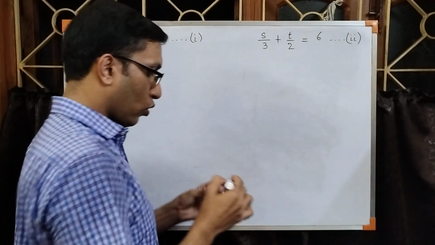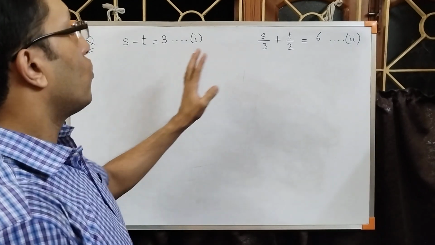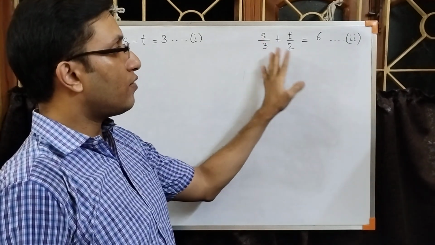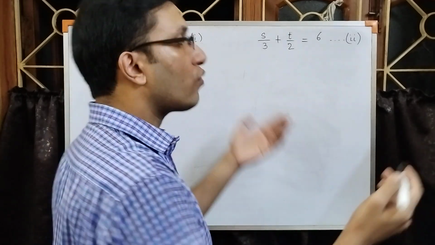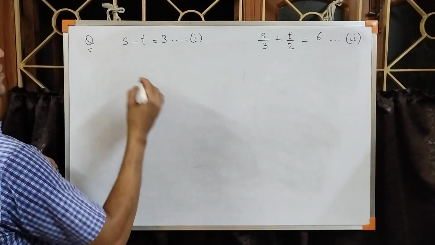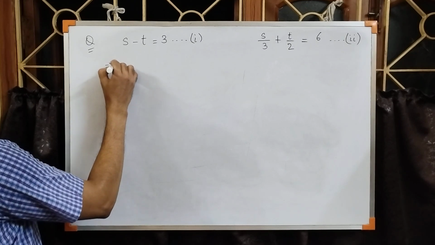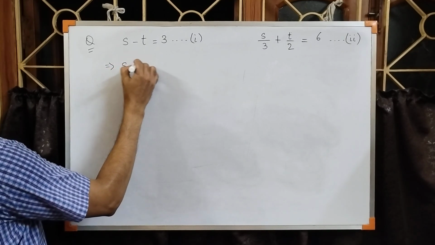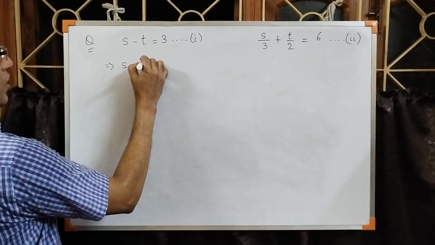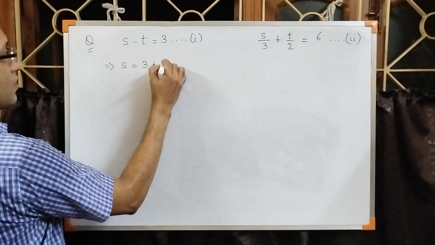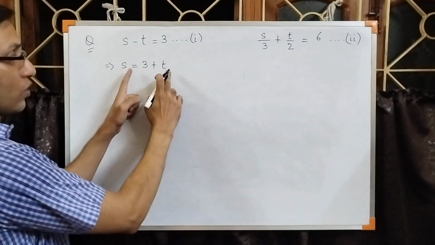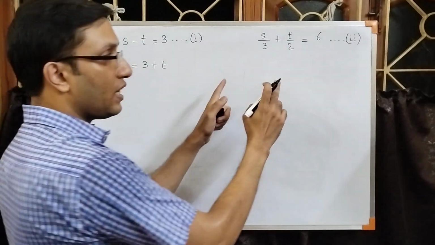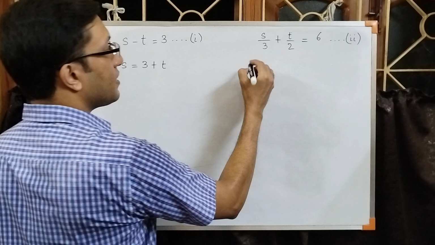Now first and foremost, we will try to convert this into a single straight line equation, or rather if you do not want to convert, let's see what happens. So the value of s in terms of t from equation number 1 is 3 plus t, because when this minus t goes to the right side it becomes plus t.